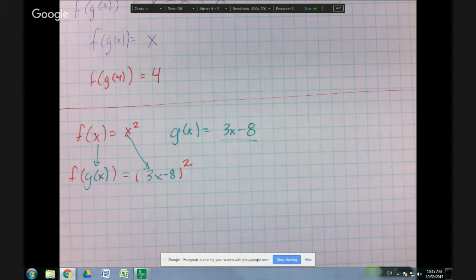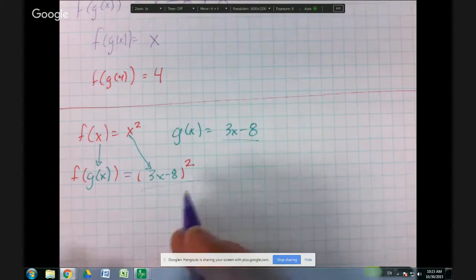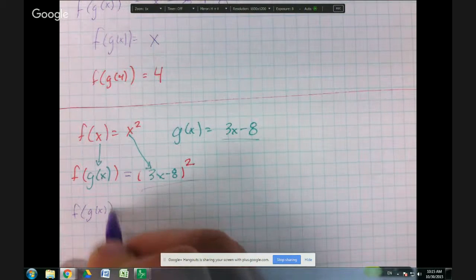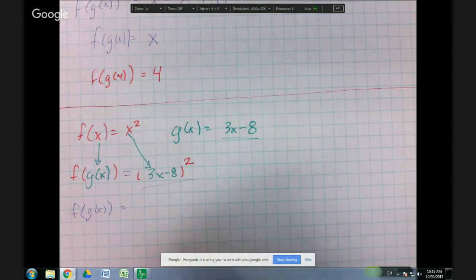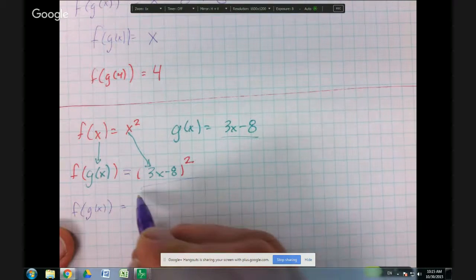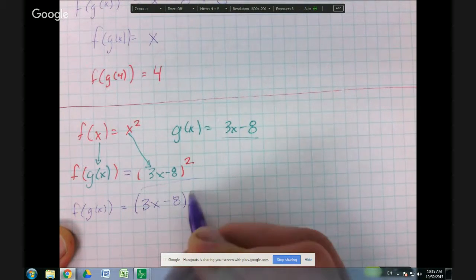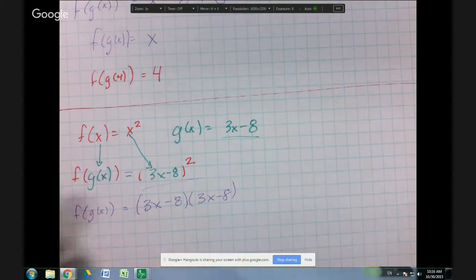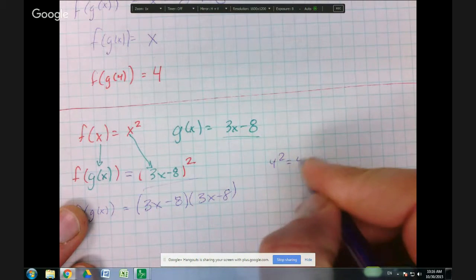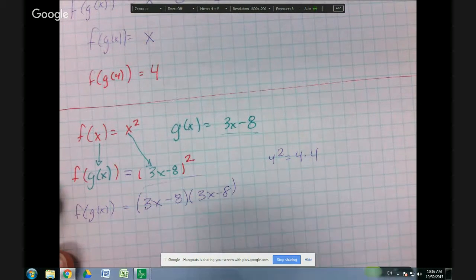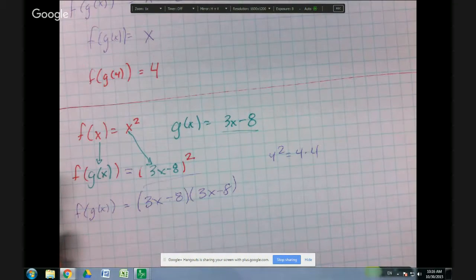Now I need to simplify it. How do I simplify that? We're not solving equations here. Remember what squared means? There are 2 of them. Remember 4 squared is 4 times 4, right? So anything squared is that times that. We need to FOIL it.